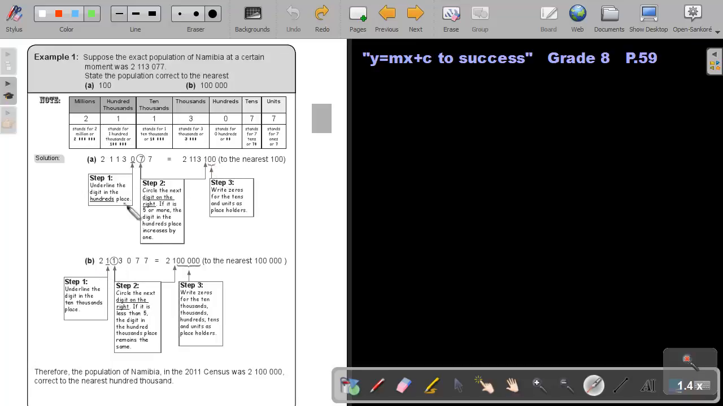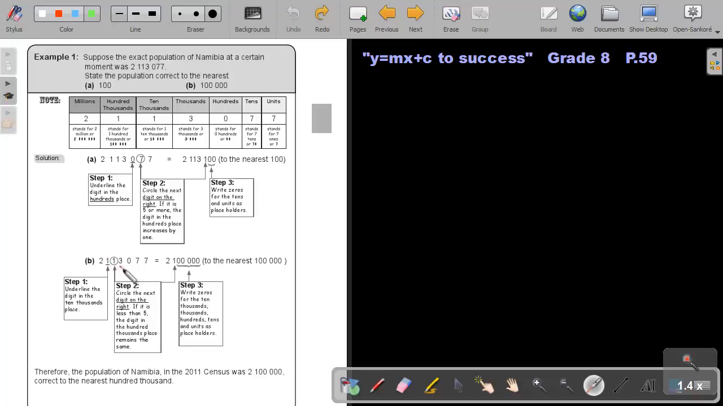Okay, let's look at the next one, to the nearest 100,000. Let's go again from here. This is my unit, this is 10, this is 100, this is 1,000, this is 10,000, and there is 100,000. So underline that position, but circle the next digit on the right. If it's less than 5, the digit in the 100,000 place remains the same. So this one will stay a 1.